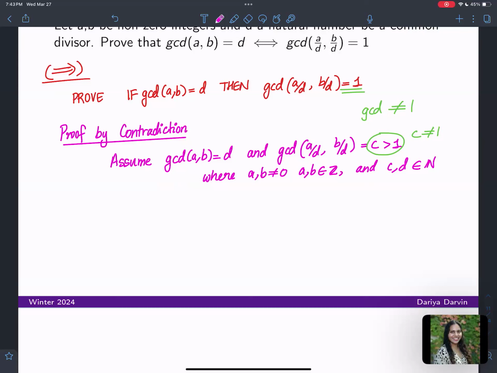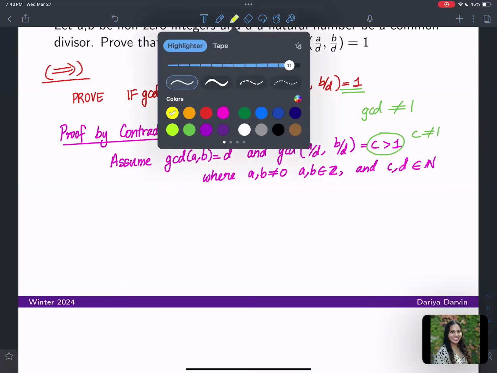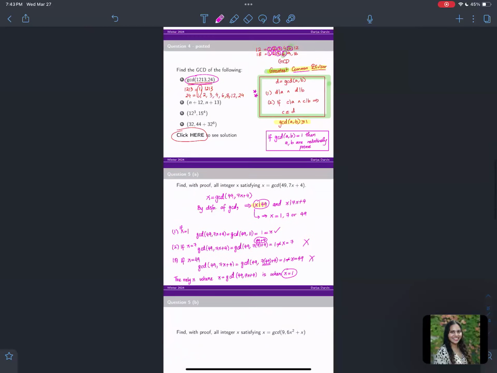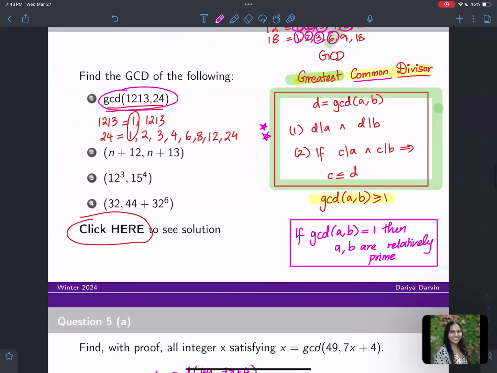I don't see any. Tell me what this tells you. If I know GCD of A and B is equal to D, what does that tell you? Similarly, if I know GCD of A by D and B by D is C, what does that tell you? What's the definition? If D is the GCD of A and B, what does that tell you about D? Think back to the definition of GCD. Read the board and just type it in the chat.